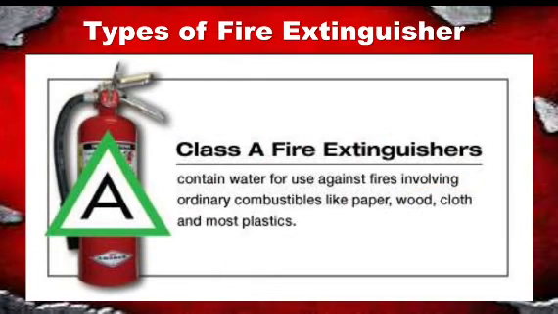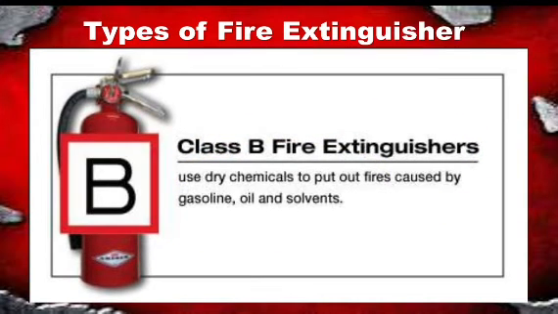Okay, next, the discussion of extinguishers. So, Class A fire extinguisher. It contains mainly water, for fires involving ordinary combustibles like paper, wood, cloth, and most plastics. Remember that these are Class A fires or Class A fire extinguishers, or water extinguishers. Next, we have Class B fire extinguishers. They use dry chemicals to put out fires caused by gasoline, oil, and solvents.